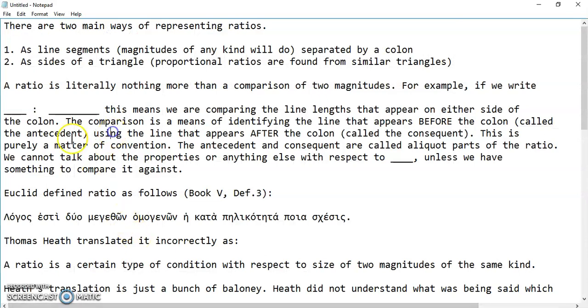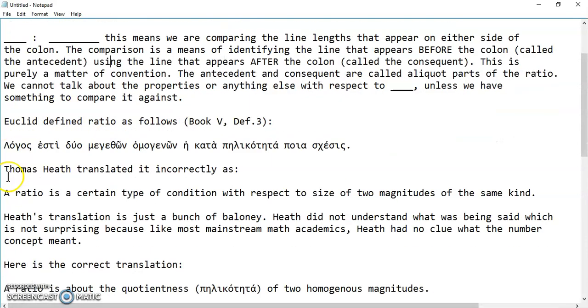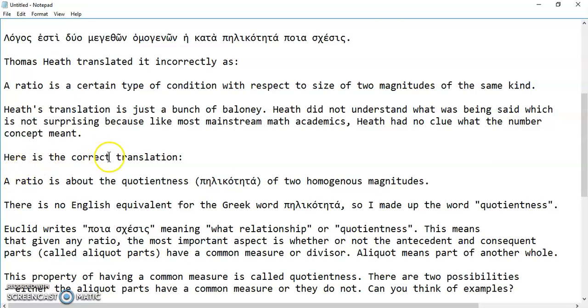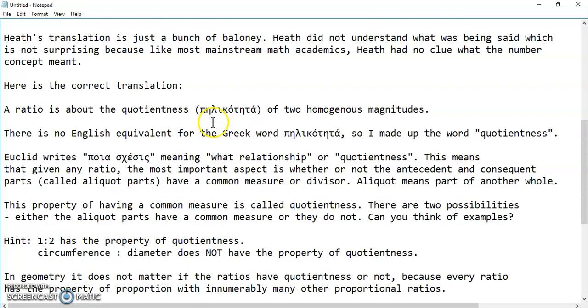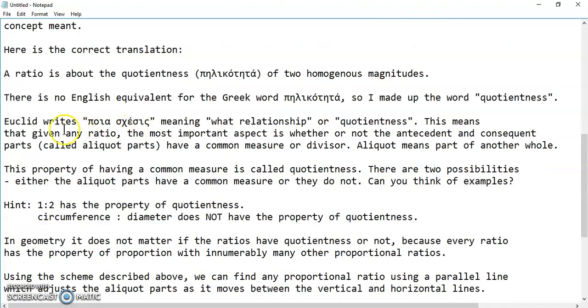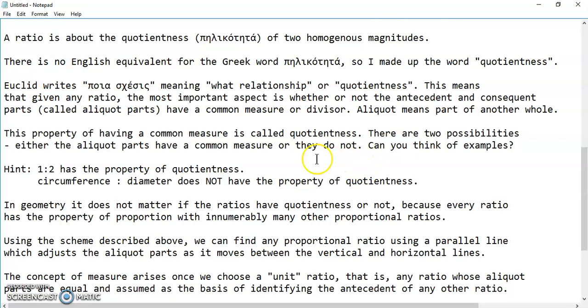So a ratio is just a certain type of condition is false. The correct translation is that a ratio must either have quotientness or it doesn't have quotientness. And so this property of having a common measure is called quotientness.